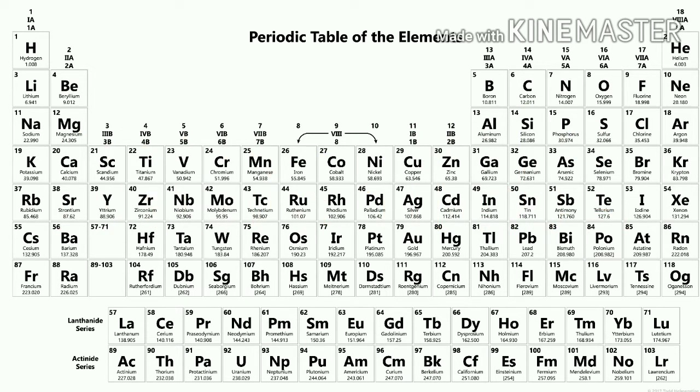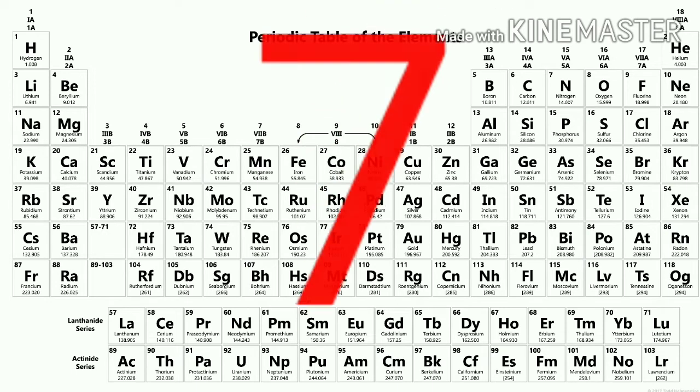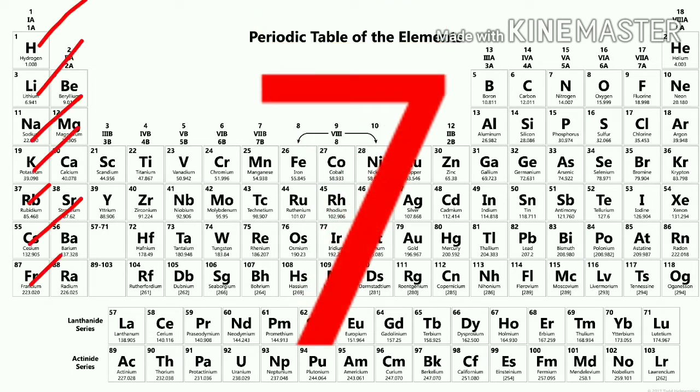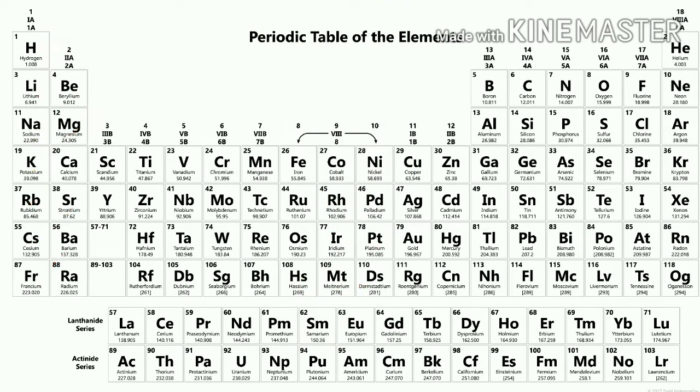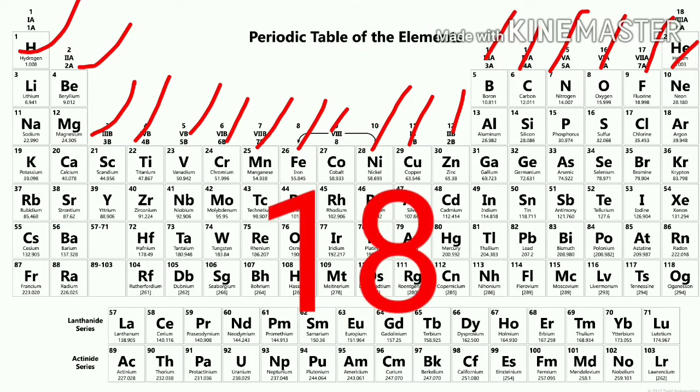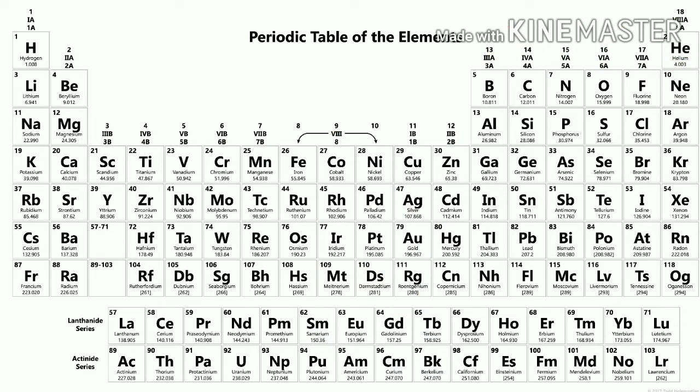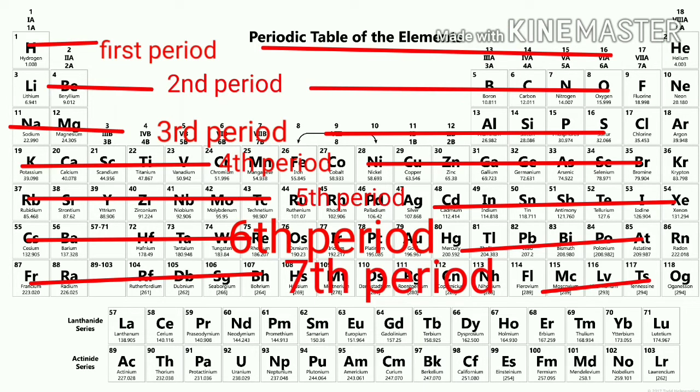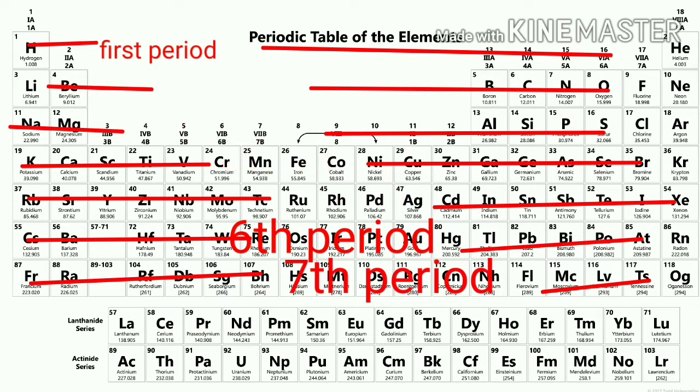In this periodic table, there are 7 horizontal rows and 18 vertical columns. Since there are 7 horizontal rows, there are 7 periods, and these periods are numbered as first period, second period, third period, fourth period, fifth period, sixth period and seventh period.